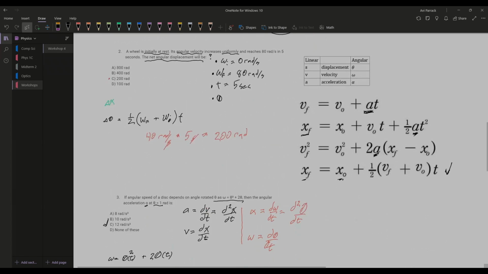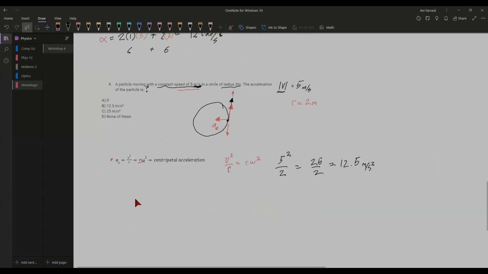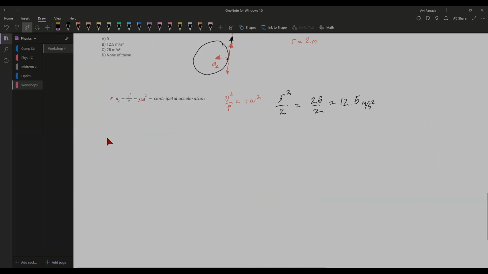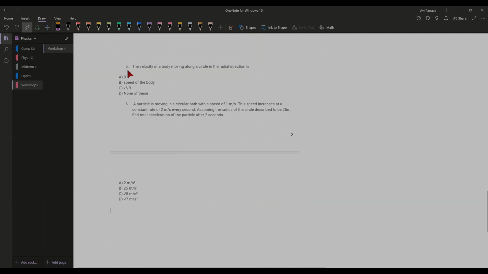We did a couple of different problems. I'm going to post 1 or 2 more for you guys. Pause the video and try those out yourself, and then I'll post the answers so you can reference them. So what do we have here? We have 5 and 6. The velocity of a body moving along a circle, and a particle moving in a circular path with a speed of 1 meter per second. You can try those out. Give it a pause, see if you can solve those, and then I'm going to post you the answers.